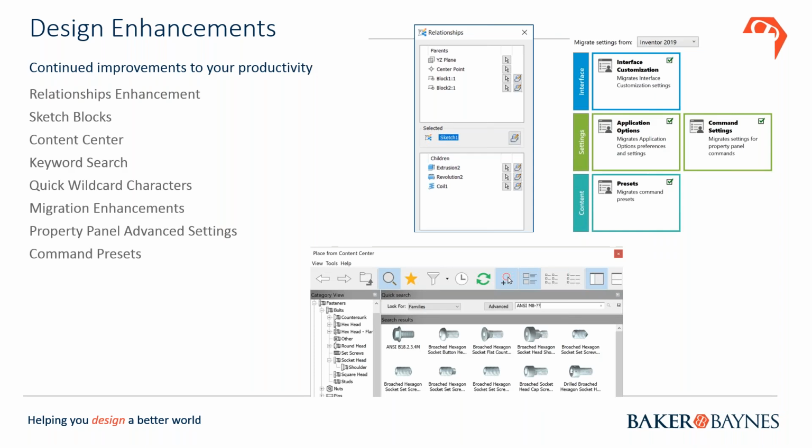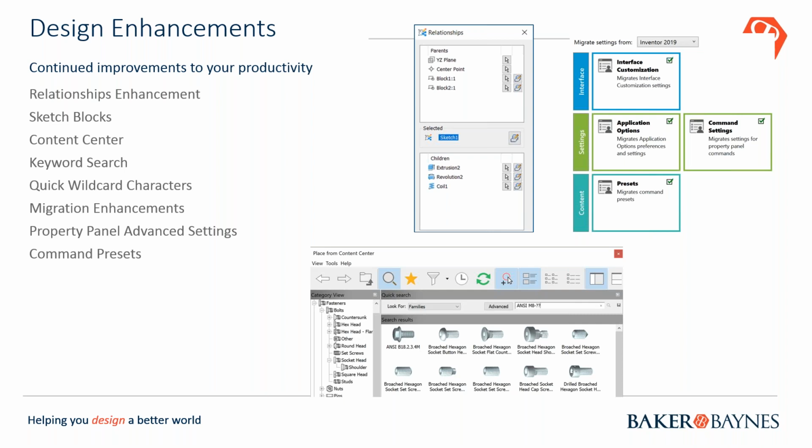Context center enhancements. A plus sign is no longer displayed in front of a category that does not have a subfolder. You can now search using keywords such as ANSI, M8 by 13, and related members display in the search results. In addition, quick search now supports 2 wildcard characters, an asterisk, which represents 1 or more characters, and a question mark, which represents a single character, which is really handy when doing searches.